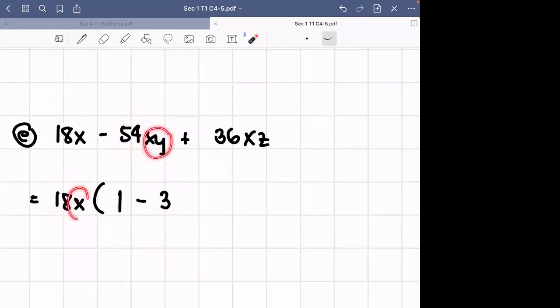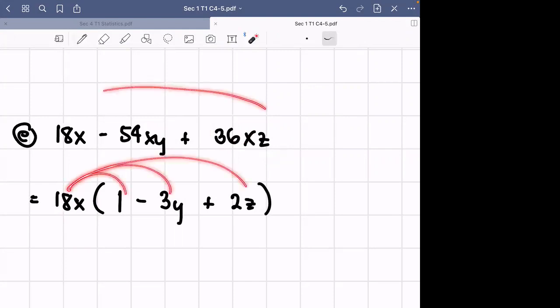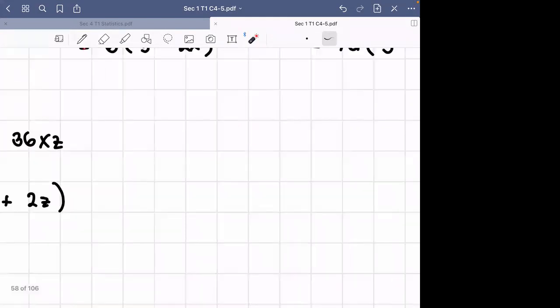And then xy divided by x. So x is cancelled out. So this is now 3y. And then plus. So 36 divided by 18. And that's equal to 2. And then xz divided by x. So x is cancelled. So z is here. Okay, so this is your answer. 18x times 1 minus 3y plus 2z. So again, to check, just distribute. And you're supposed to get this. Okay. The last one.